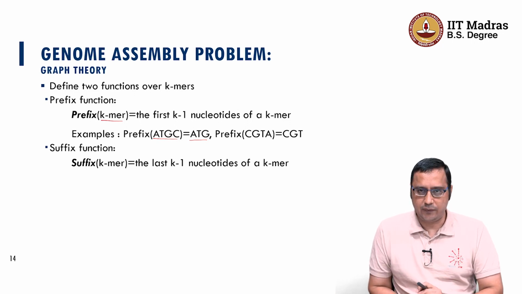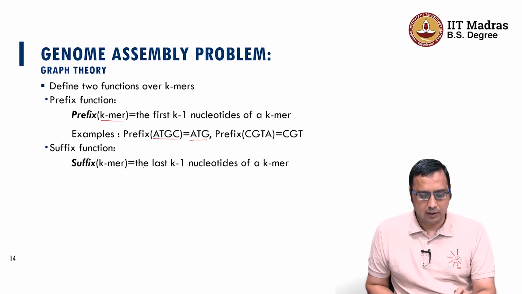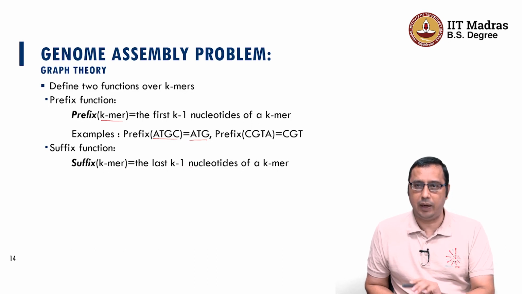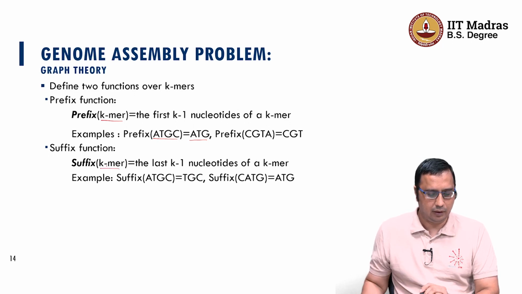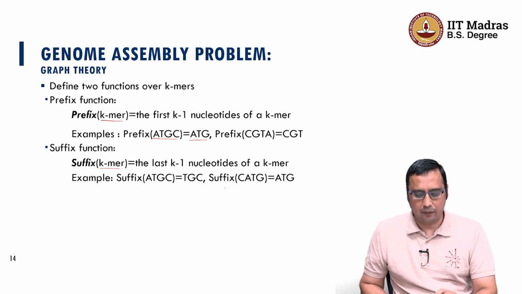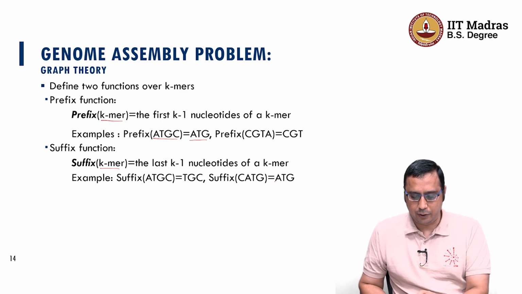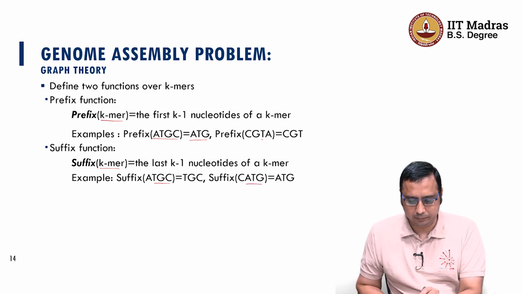Another function, the suffix function, does the opposite of prefix. It keeps the last k-1 nucleotides of the k-mer as output when the input is a k-mer. Let's take an example. For the same example, the suffix of ATGC is TGC, and the suffix of CATG is ATG. Correct? Last three in the suffix and first three in the prefix.